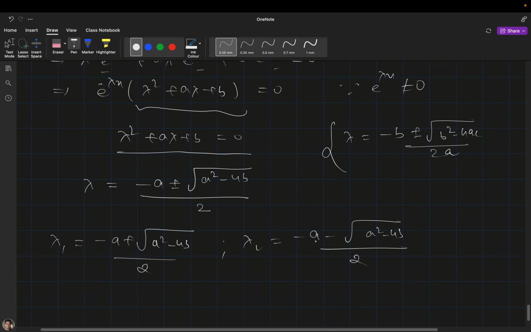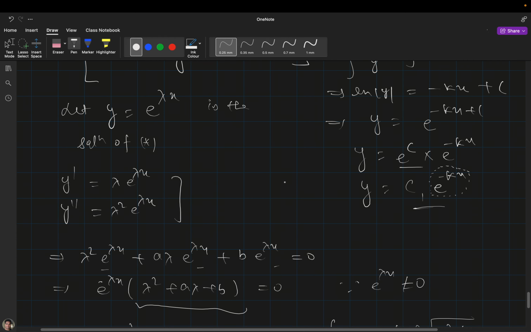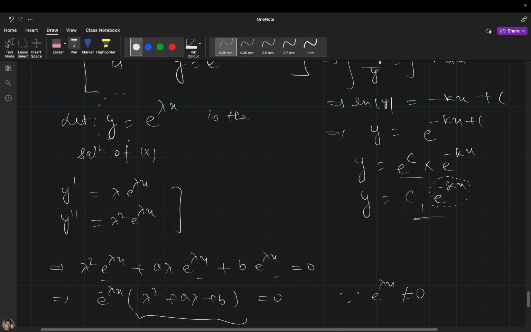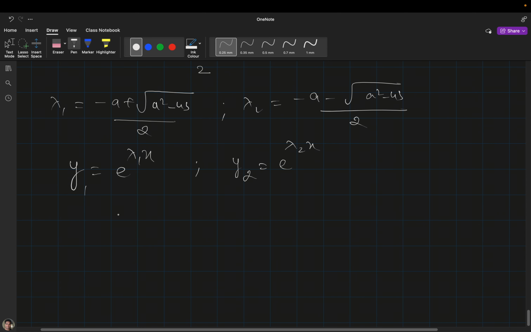Okay, so this is the solution of this quadratic equation, and we have assumed that e raised to the power lambda x is the solution. If you substitute that, you get two lambdas, which means y1 equal to e raised to the power lambda 1 x is one solution, and y2 equal to e raised to the power lambda 2 x is another solution. Now what will be the general solution?